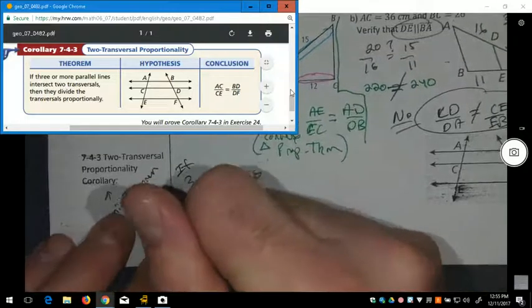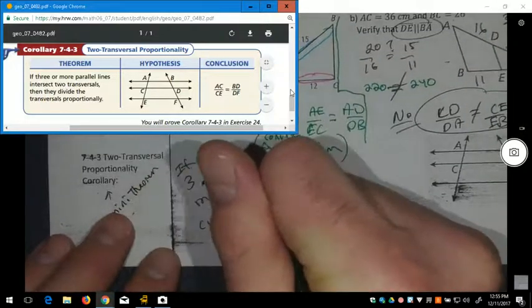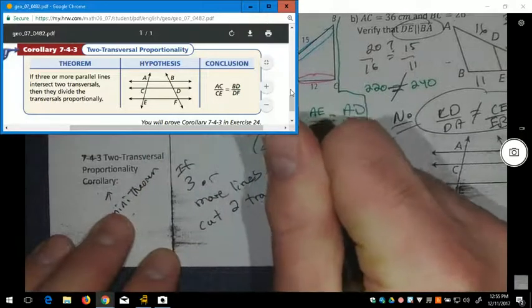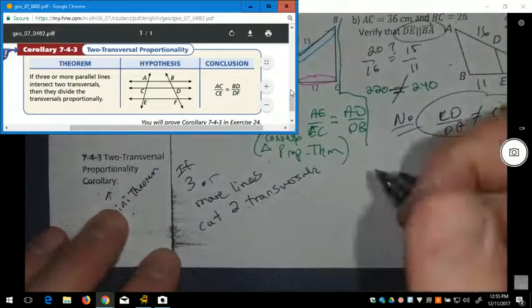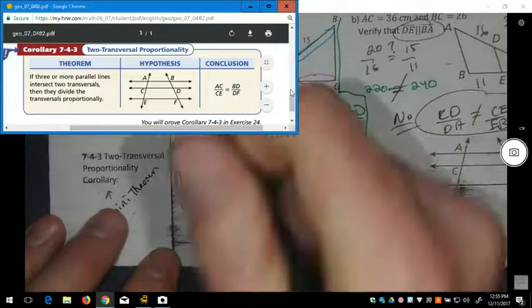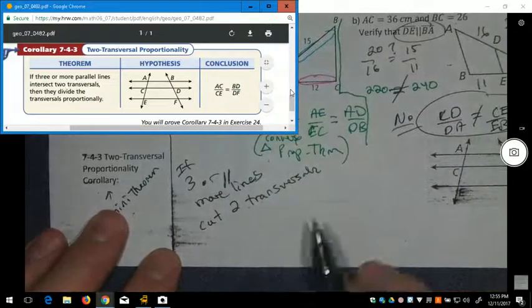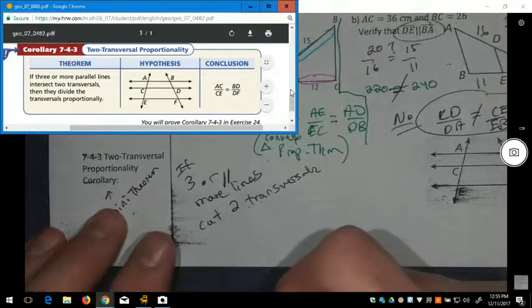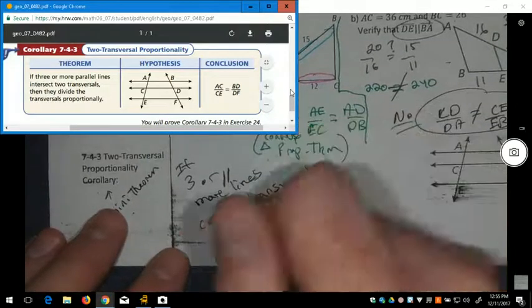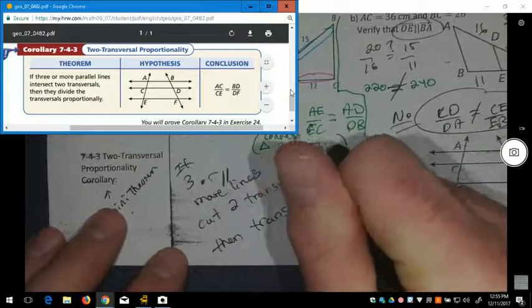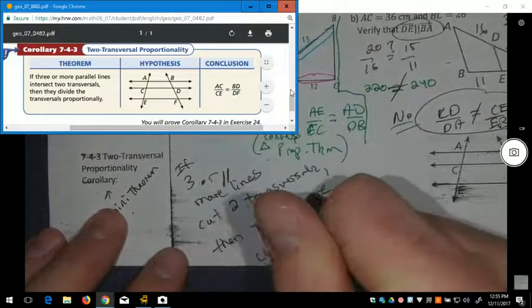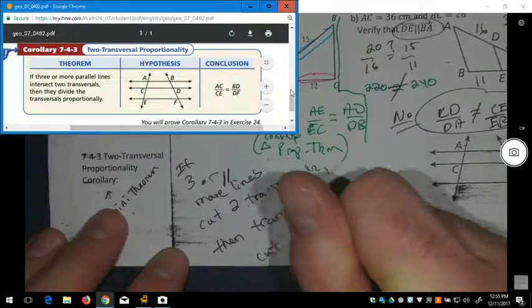intersect two transversals, or I'm going to say cut two transversals, then, and they have to be parallel, three or more parallel lines cut two transversals, then they divide the transversals proportionally. I'm going to write then transversals are cut proportionally.